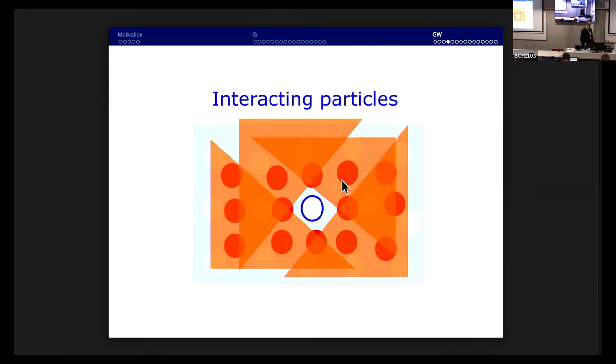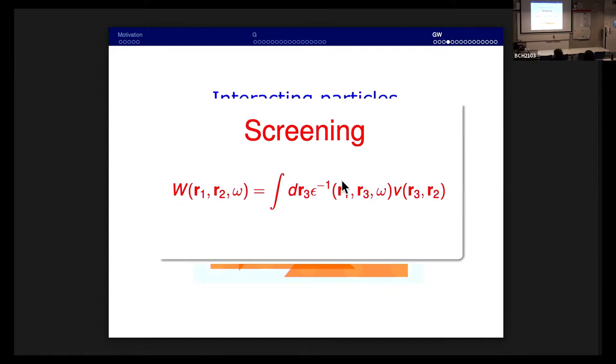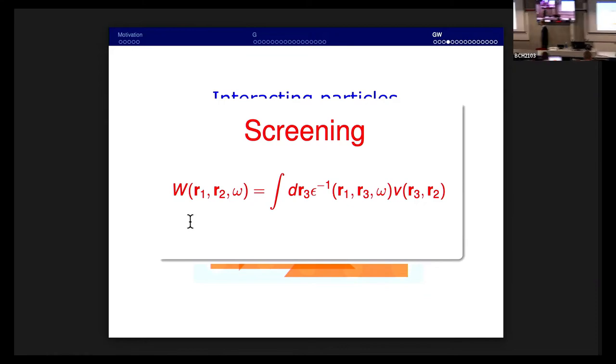But the important thing is that we take into account screening, the polarization reaction of the electrons, in an approximate way. This is just the GW approximation. In practice, what we do is that we introduce a screened Coulomb interaction W, and the screened Coulomb interaction W replaces the bare Coulomb interaction V.